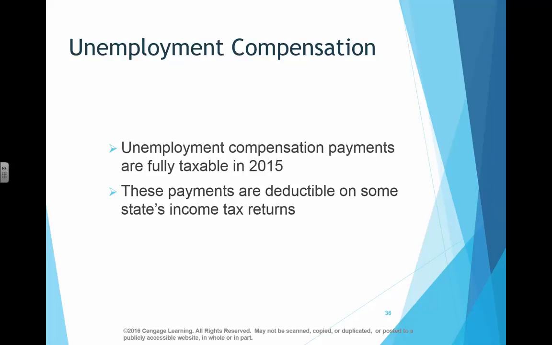Unemployment. Unemployment is taxable fully. It is not taxable in Montana. On your Montana manual recap, you will see that as a subtraction. It shows up in your federal AGI. It is not taxable for Montana. Okay.